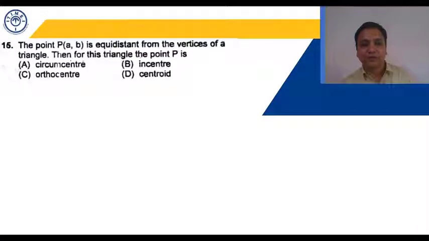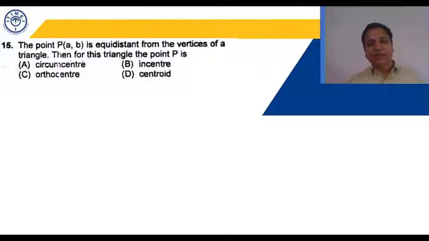Next question. Question 15. The point P(a, b) is equidistant from the vertices of a triangle. Now let's do this question without using a pencil. Just think it out. A point is inside a triangle, or wherever it is, its distances to all the three vertices are equal. Then for this triangle the point is called, just see the options: circumcenter, incenter, orthocenter, centroid.